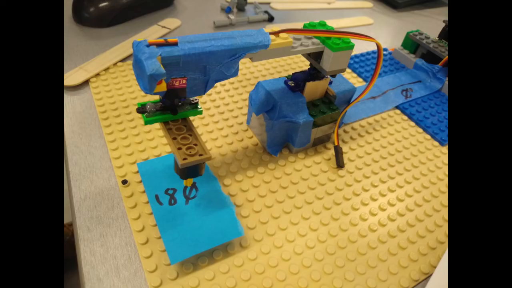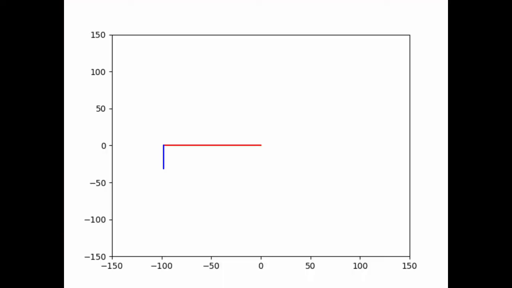Here's test 3. Theta 1 was measured at 180 degrees, while theta 2 was 270 degrees. Joint 1 was measured at negative 98 millimeters for x and 0 millimeters for y. Joint 2 was measured at negative 98 millimeters for x and negative 31.30 millimeters for y. Here's test 3 graph. Again, looks pretty good. Seems to check out with our real life representation.